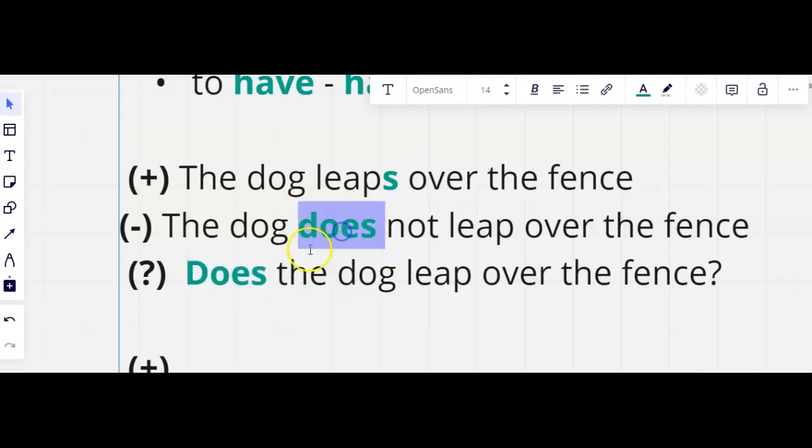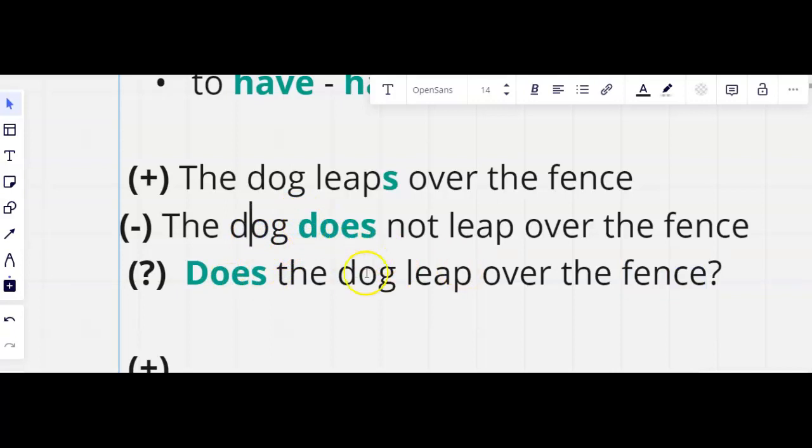The question is to put the auxiliary first. The dog leaps over the fence is the normal sentence, but you put "does" at the beginning: Does the dog leap over the fence? And that's the interrogative way.